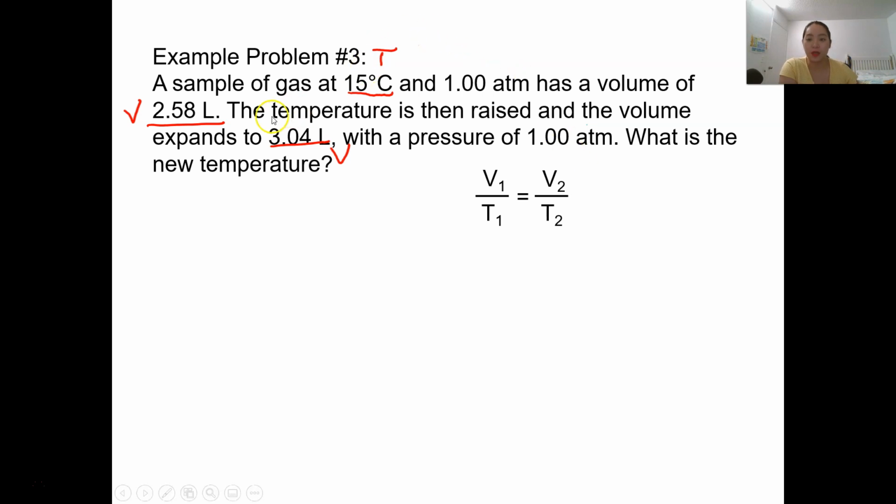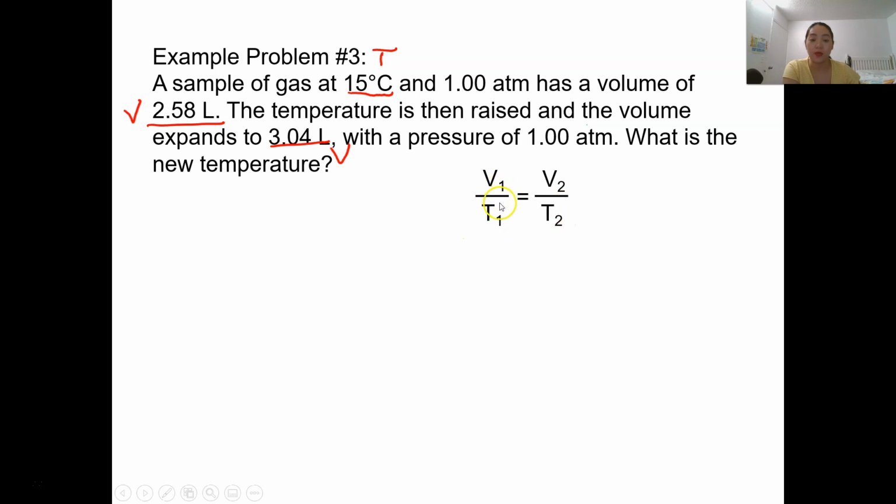Now I have to identify though which one was my initial. Is it this one or is it this one? And which one is my final? Because recall from the last video, the subscript here has a meaning. So V1 and T1 have their meaning and V2, T2 have their own meaning. And recall what it means in terms of which one is the initial and which one is the final. And then answer the question now.